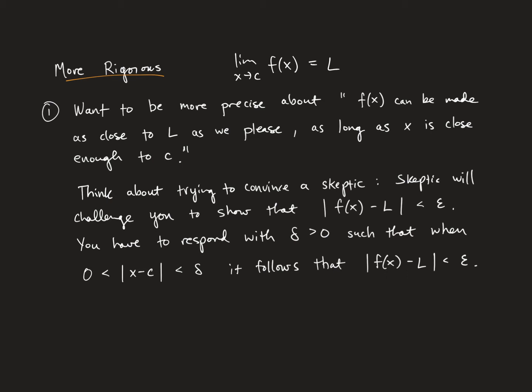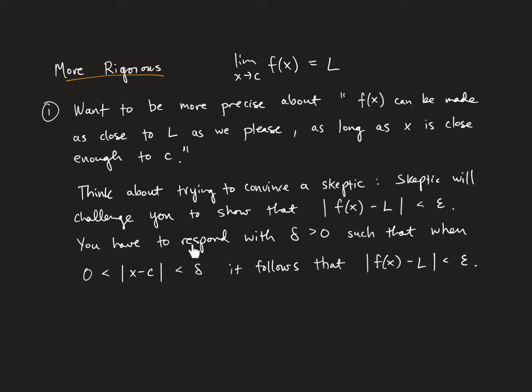So they hand you that epsilon and say, I bet you can't make f of x that close to L. And so your response has to be, well, actually, yes, I can do that as long as I take x within some particular amount of c. And that particular amount is often denoted by delta.